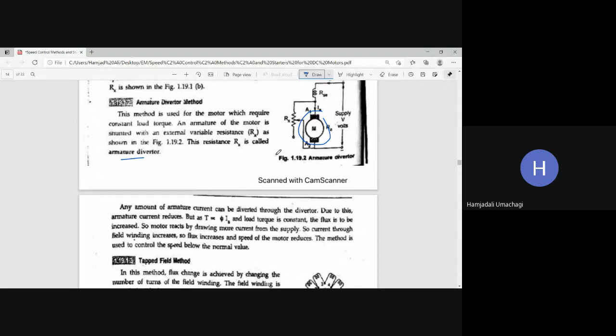So if it is not flowing in this direction, if it is diverted the other way, then automatically the current received by the armature will be decreasing. Current received by the armature will be decreasing. Okay, you can see here.